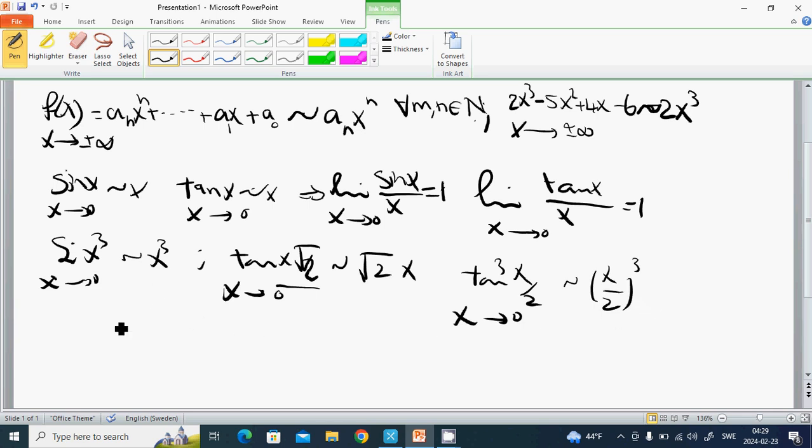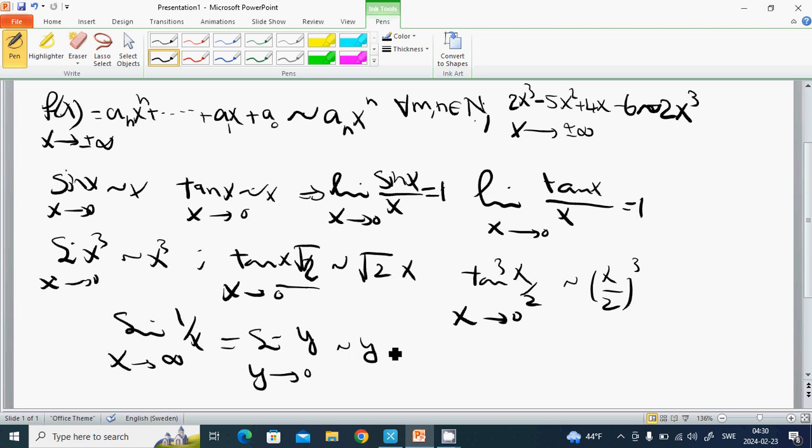And sin of 1/x, when x goes to infinity, then this goes to 0. It's the same as sin y, where y goes to 0, and y equals 1 divided by x.